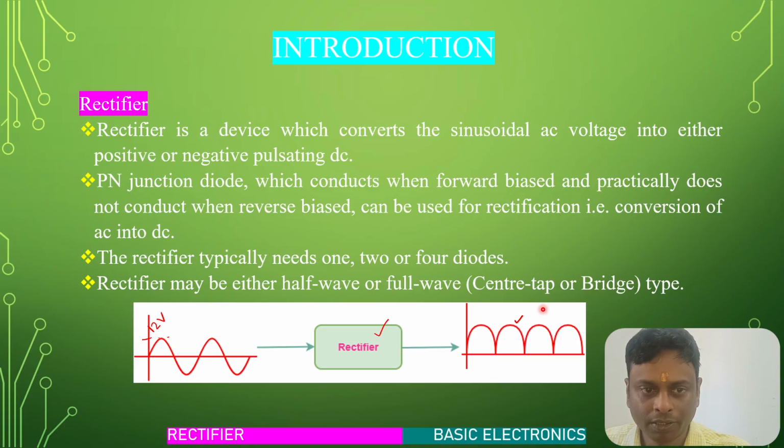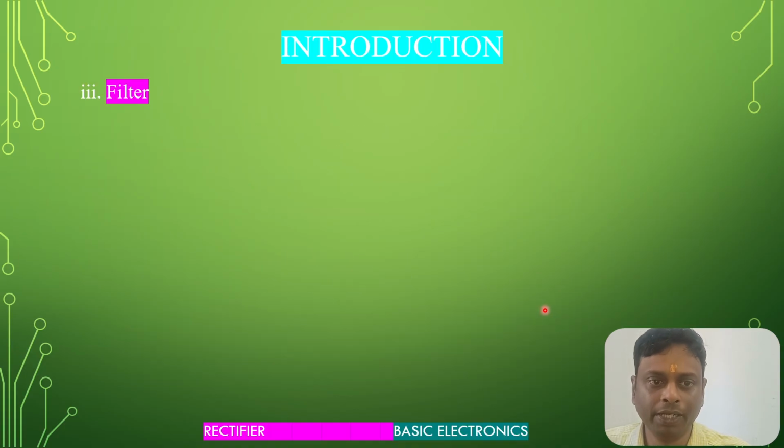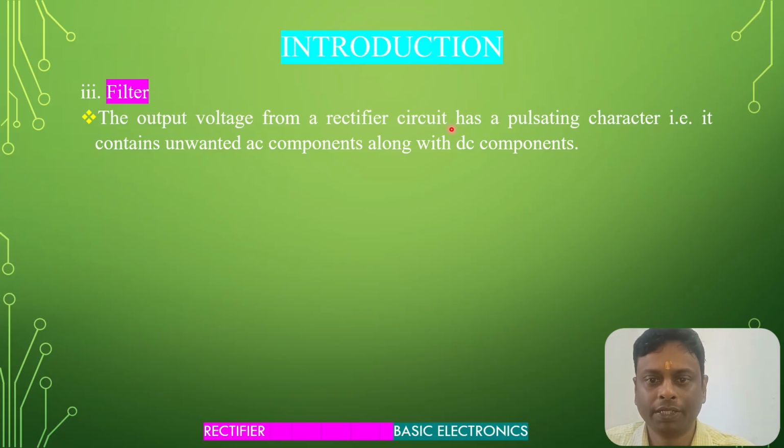Okay. Now we have a filter circuit. The output of a rectifier goes to the filter circuit. The output of the rectifier is pulsating in nature. So it contains, you can see, unwanted AC components. These are called ripples along with the DC components.